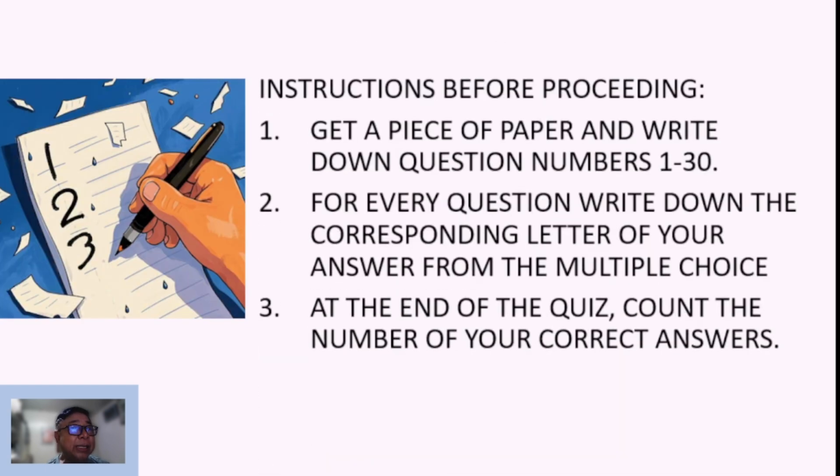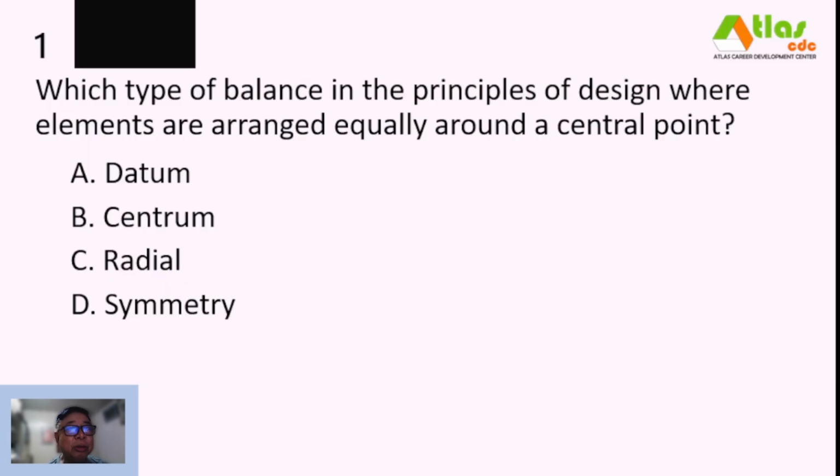So once again, instructions before proceeding, you can get a piece of paper and write down the numbers 1 to 30 para mamaya prepared na kayo for every question kapag ready na kayo sa quiz. For every question, write down the corresponding letter of your best choice from the multiple choice. And at the end of the quiz, count the total correct answers and then check the category kung saan kabilang yung total scores niya. Okay? So if you are now ready with the quiz, we can now start.